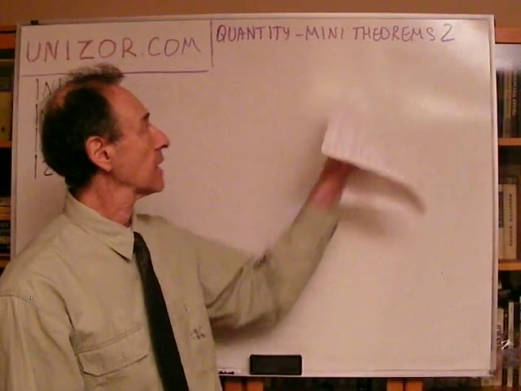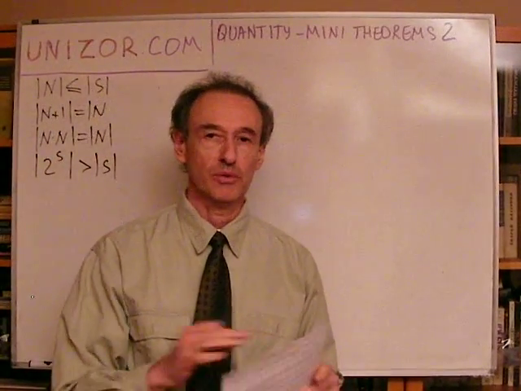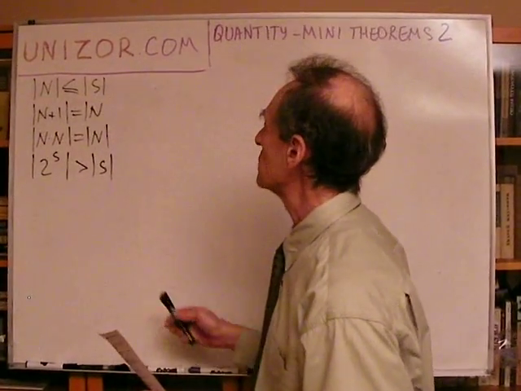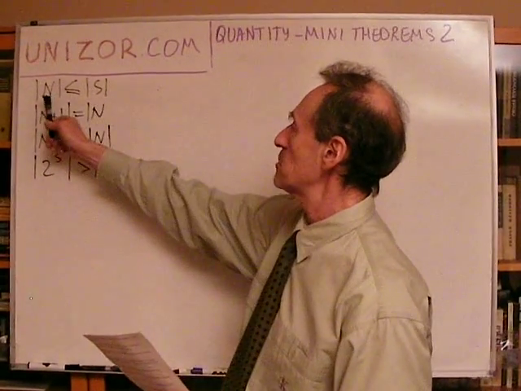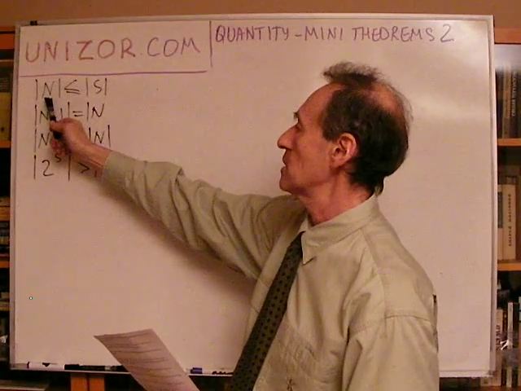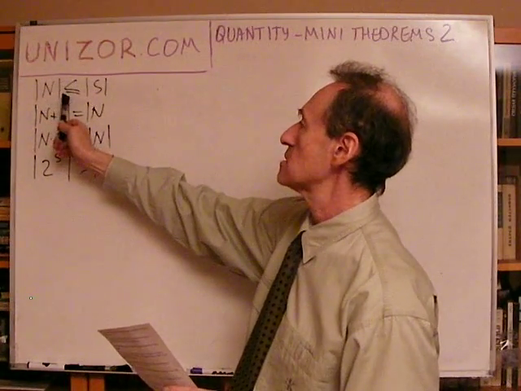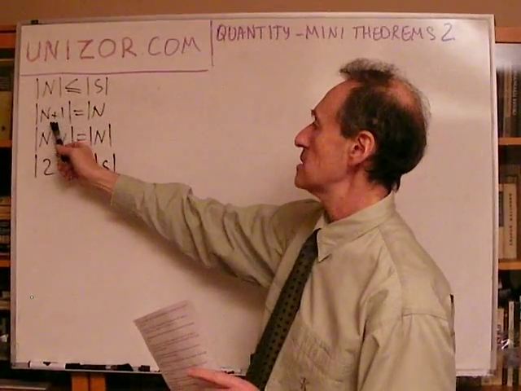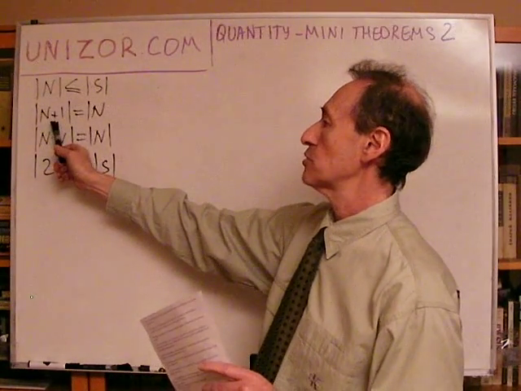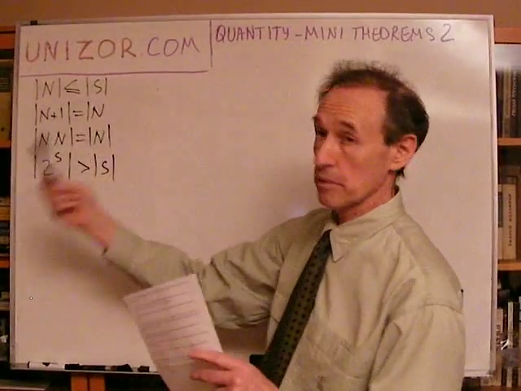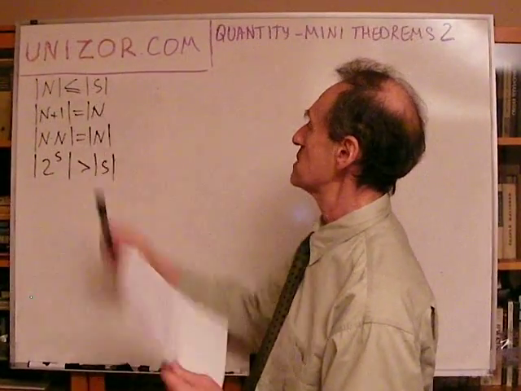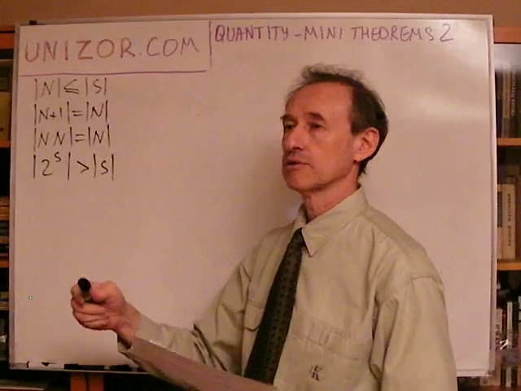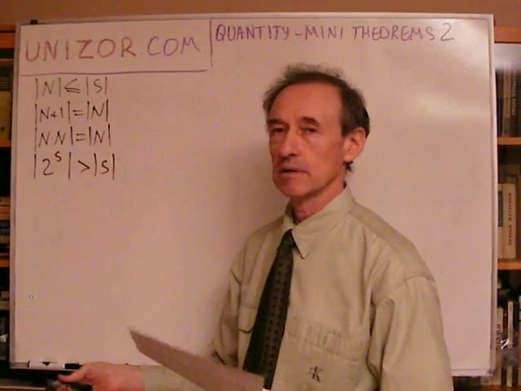This is the second lecture of mini theorems about all these infinities and cardinalities. As a very quick reminder, in the previous lecture we came up with these formulas. This means that the cardinality of the set of natural numbers is less than or equal to the cardinality of any other infinite set. If we add one element to a set of natural numbers, or a set equivalent to it in cardinality terms, we will still have exactly the same cardinality of the resulting set. So one element added to a countable set results in a still countable set.